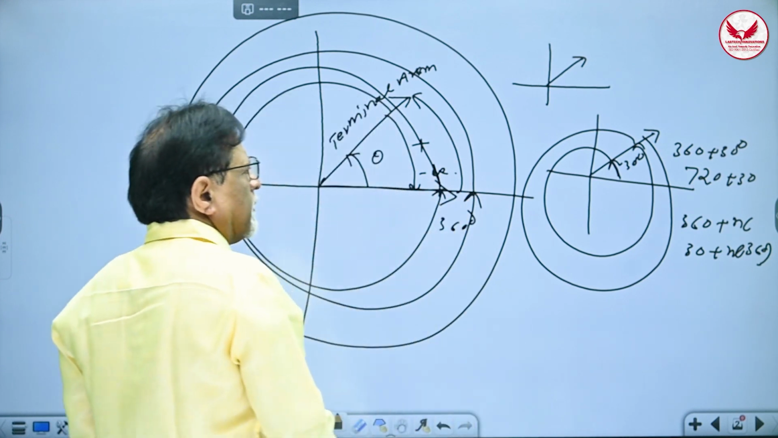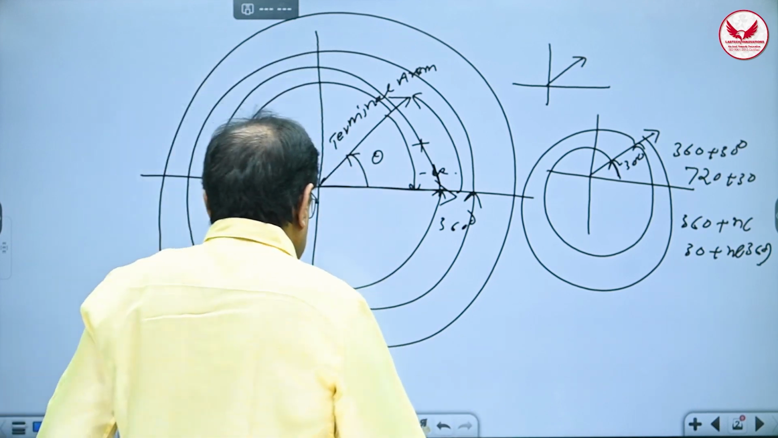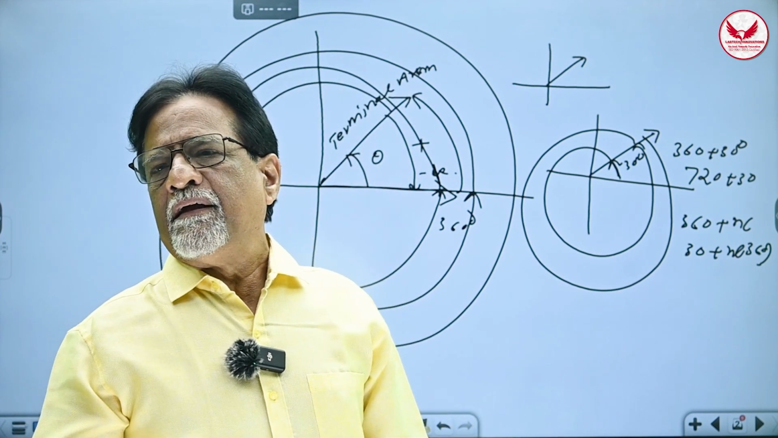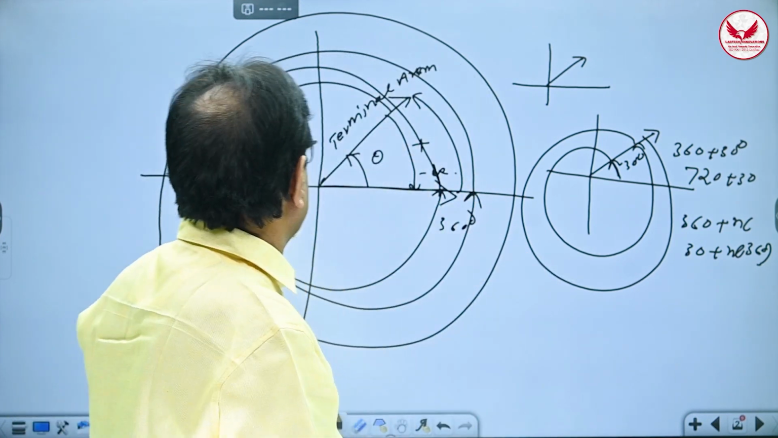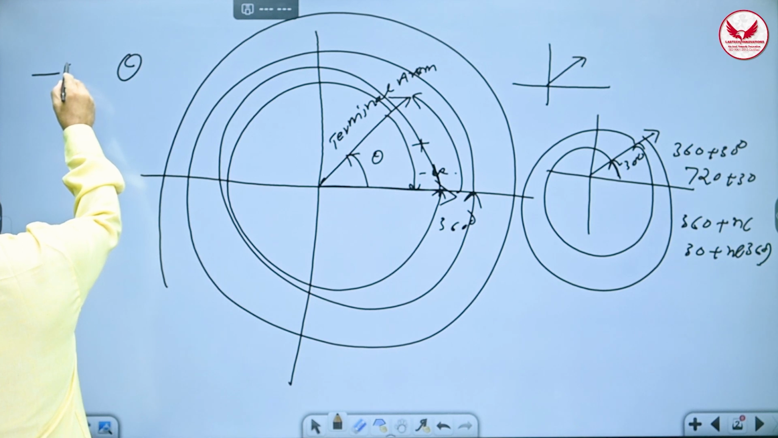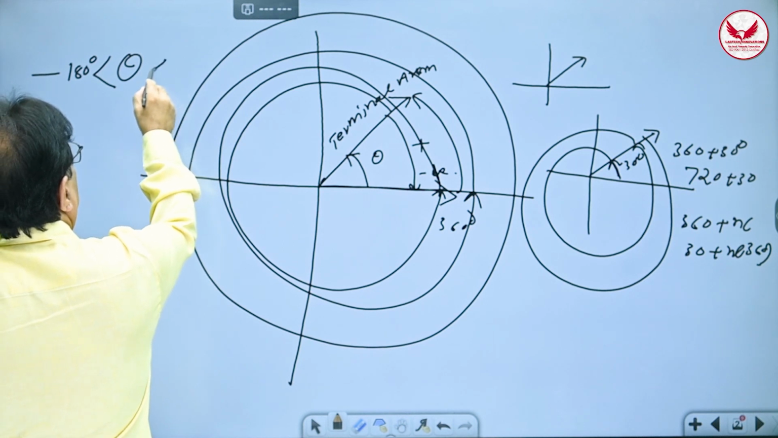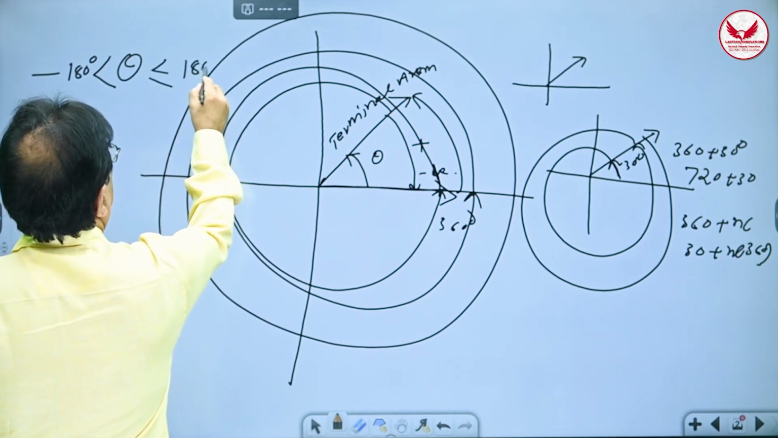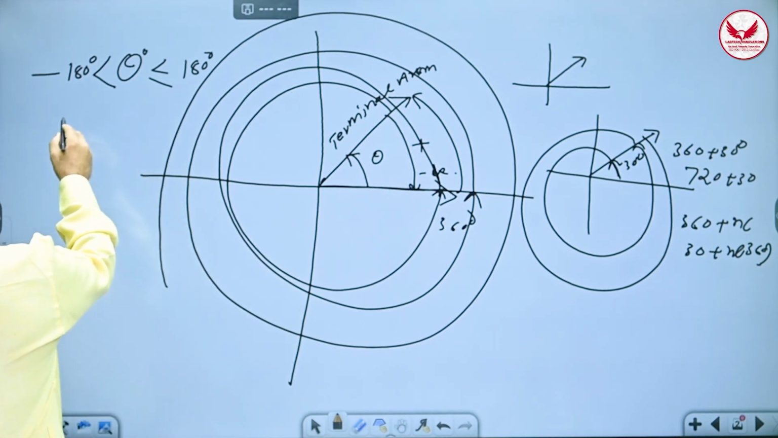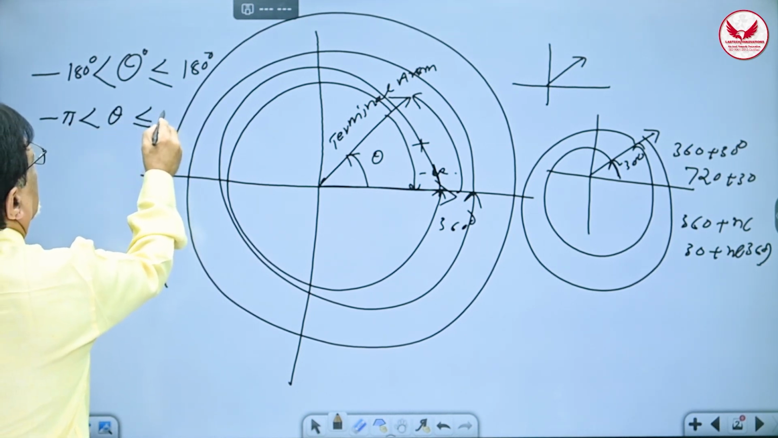And that problem can be resolved by restricting ourselves to a convention that our value of argument in complex numbers, at least, will not go beyond 180 and will not go less than minus 180. So we decide that our angle theta will always be greater than minus 180 degrees, remember, not equal to, and it will be less than or equal to 180 degrees. Right? This is if I measure it in degrees. If I measure it in radians, then it will be minus pi is strictly less than theta, which is less than or equal to pi.